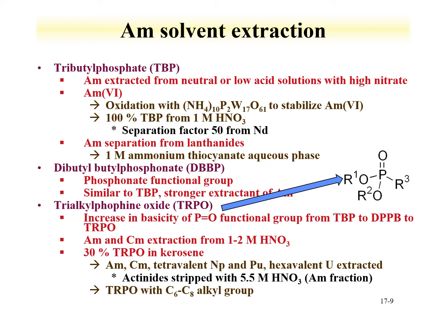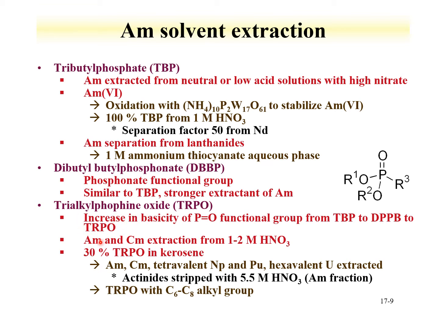It's similar to tributyl phosphate, so you get a functional group such as that, but it's a stronger extractant for americium. And the trialkyl phosphine oxides, as shown here, are also used. Again, one of the differences between the tributyl phosphate and this molecule is that you're missing the oxygen in this molecule compared to tributyl phosphate. This increase in the basicity of the functionalized part of the molecule has a way of tuning the extractions compared to the tributyl phosphate, the dibutyl butyl phosphonate, and the trialkyl phosphine oxides.